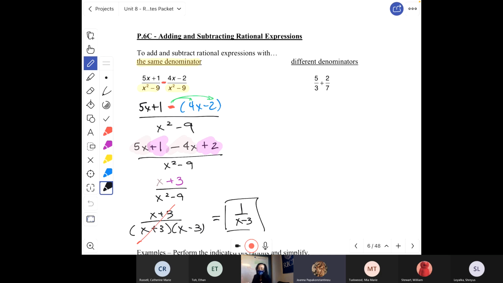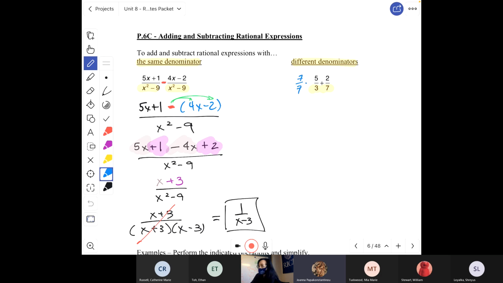Now, recall, if you have different denominators, I have to get a common denominator. Now, you do want to try to find the least common denominator to make the problem a little bit easier, more so than harder. But if worst comes to worst, to get a common denominator, you could just multiply the two denominators together. Okay? So in this case, do we have a least common denominator? It's going to be 21, right? So what am I multiplying the first fraction by?